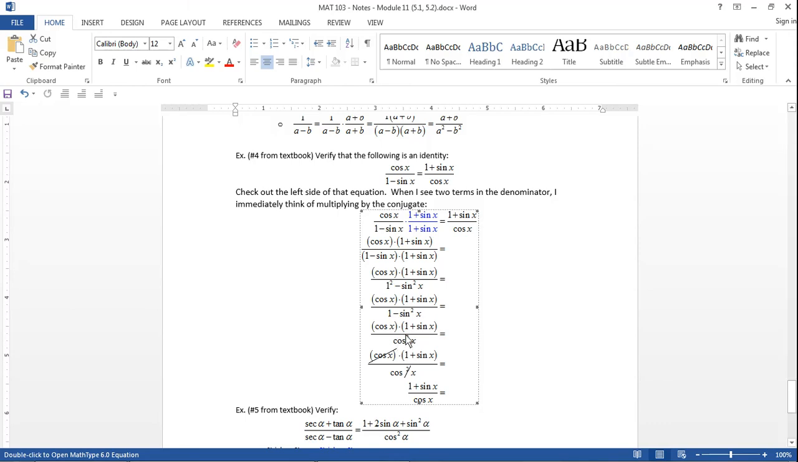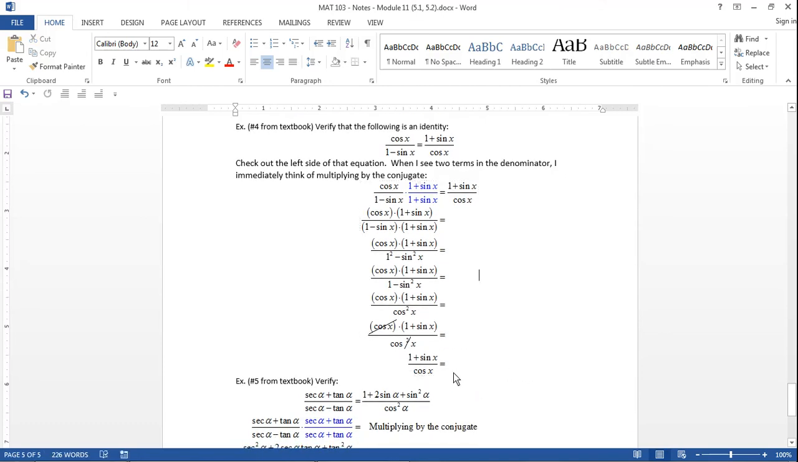And this is why I didn't multiply out my cosine in the numerator, because I've got a cosine in the numerator, 2 cosines in the denominator. I can cancel one of those cosines from the denominator with that cosine from the numerator. And that's just what I do on this line here. I cross out that one in the numerator. I cross out one of those 2 in the denominator. And so I'm left with 1 plus sine of x on top and cosine on the bottom. And that's what my right side was.